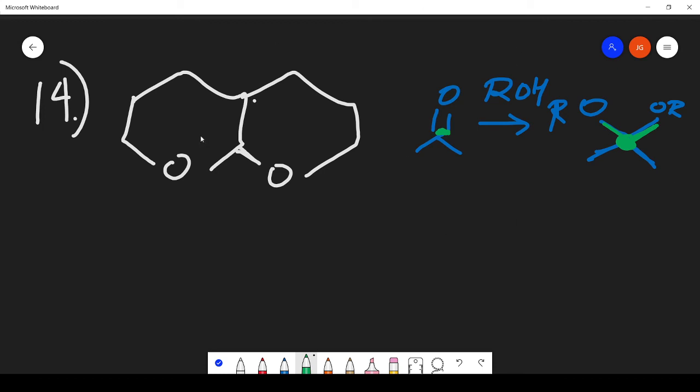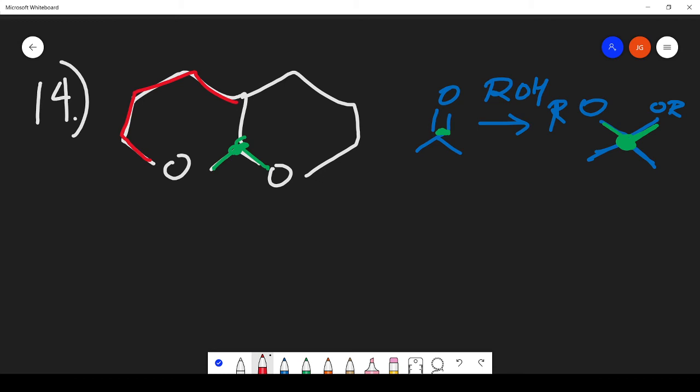So let's try that with our compound for number 14. Is this also something I can't erase? Okay, I was able to erase it. Well, this is the carbon that's attached to 2 oxygens. Okay. Now what's our R? So let's try to follow the chain here. Well, actually, all of this is our R.